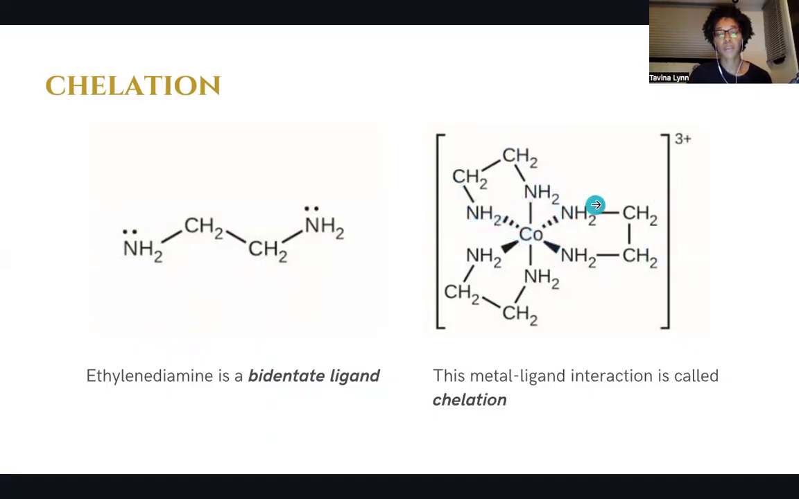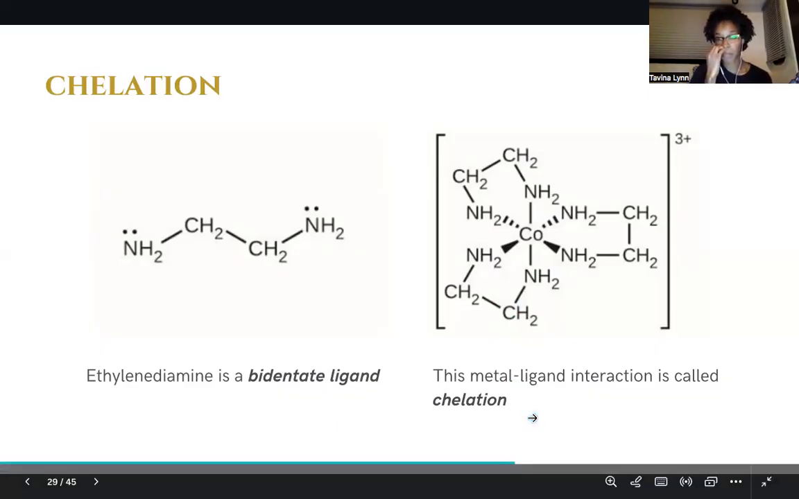We have another one. So in this coordination complex, we actually have three different ethylene diamine molecules coordinating cobalt. But if we look at each single ligand, it's coordinating through two atoms. So that is why it's called a bidentate ligand. This interaction between a metal and ligand, where the ligand is coordinating the metal atom through two or more atoms, is called chelation.